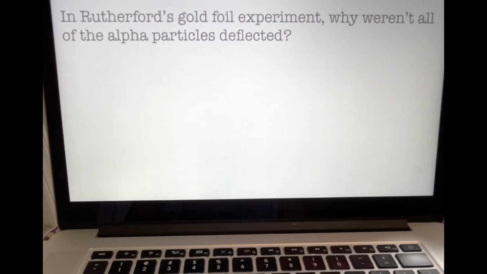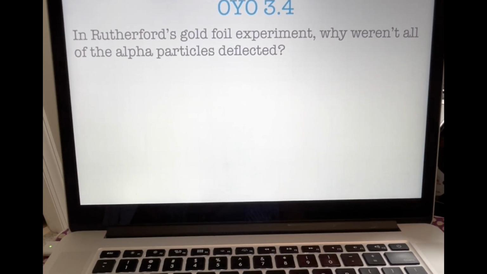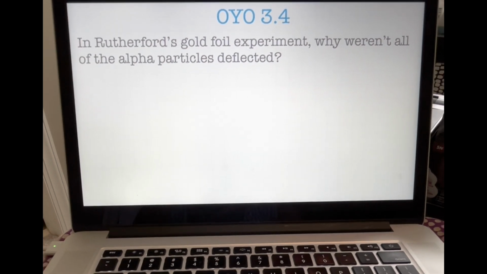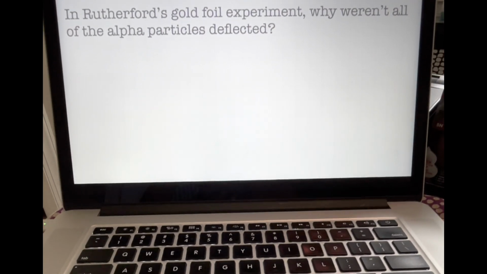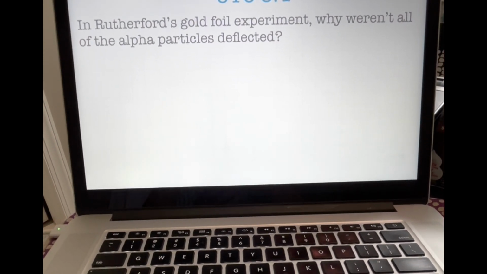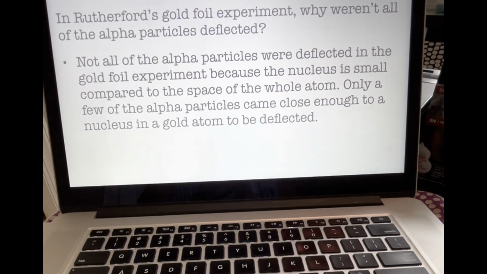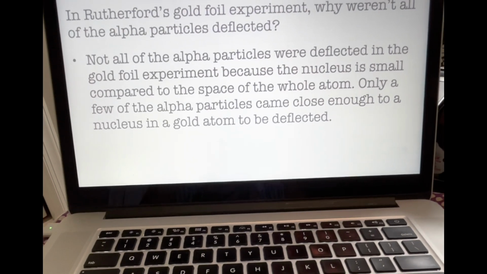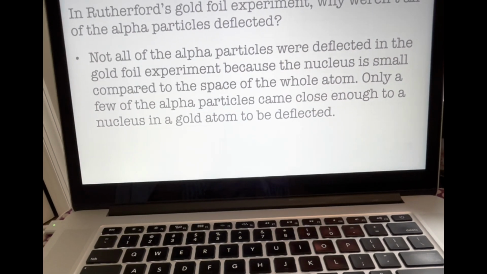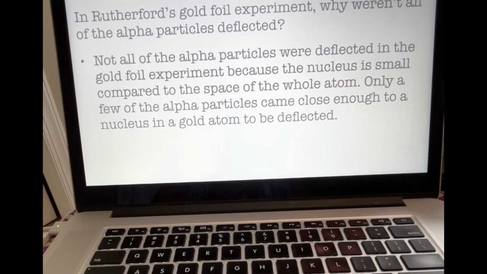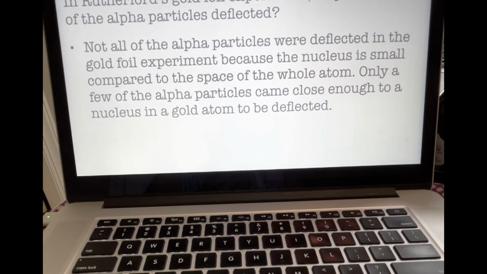Let's answer some of the On Your Own 3.4. In Rutherford's gold foil experiment, why weren't all of the alpha particles deflected? I do want you to try to answer these in your own words. I don't mind helping explain it. But basically, not all of the alpha particles were deflected in the gold foil experiment because the nucleus is really small compared to the whole space of an atom. So only a few of the alpha particles really came close enough to the nucleus in the gold atom to even be deflected.